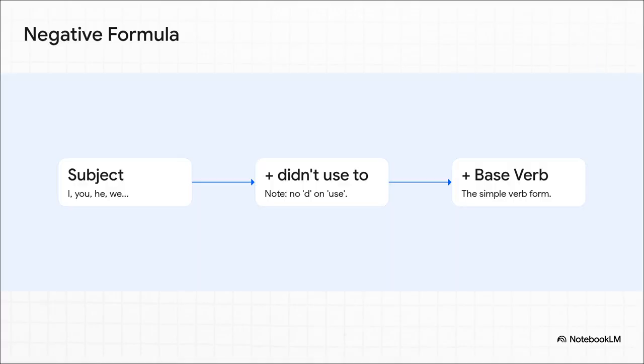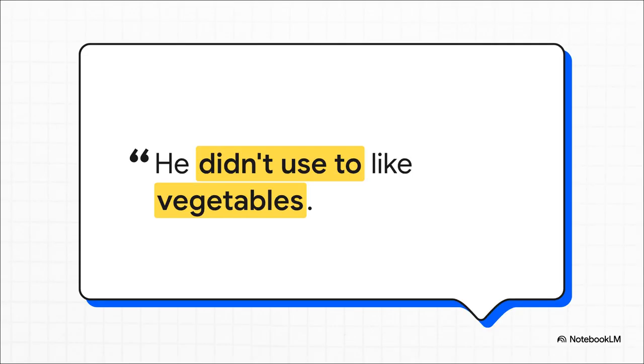So here's the new structure. You've got your subject, followed by didn't used to. Notice no D on use, and then the base verb. Just like before. That little word did is doing all the heavy lifting for the past tense. For example, he didn't used to like vegetables. What does that sentence tell you? It implies that now he does. The structure itself signals the change. It's a whole story packed into one little sentence.